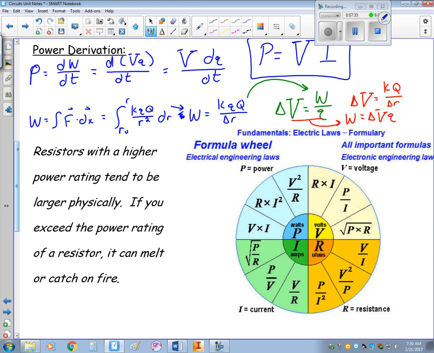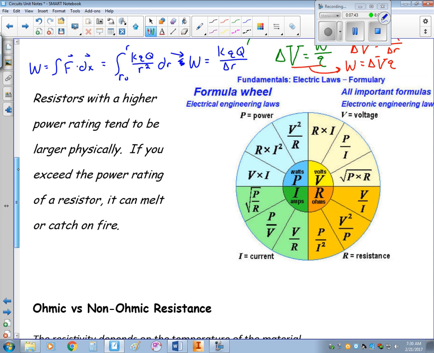Resistors with higher power ratings tend to be physically larger. If you exceed the power rating of a resistor, it will melt or catch on fire. Kind of fun. Okay, so if we were to apply Ohm's law, which we can think of as V equals IR, or EMF equals IR, and the power equation, P equals IV, I like to write it like that instead of VI. If I take these two equations and start to do some math with them, I can see that I have a bunch of different combinations using algebra. That leads us to the electrician's wheel.